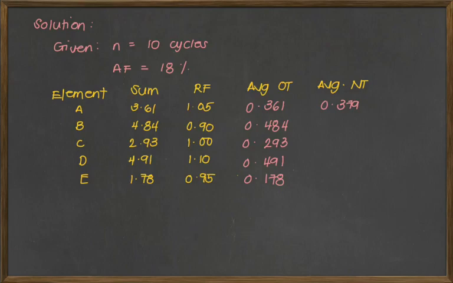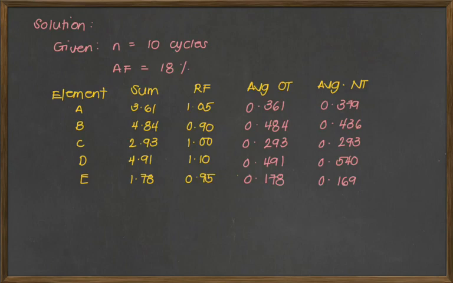0.9 multiplied by 0.484 will give us an answer of 0.436. 1 times 0.293 is simply 0.293. 1.1 times 0.491 is 0.540, and lastly 0.95 multiplied by 0.178 will give us 0.169.